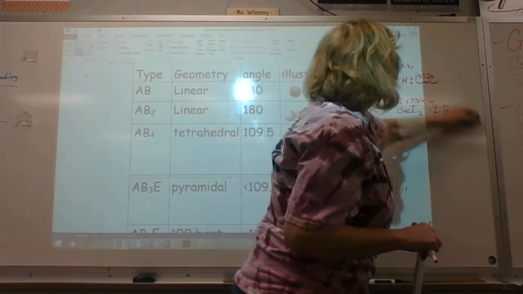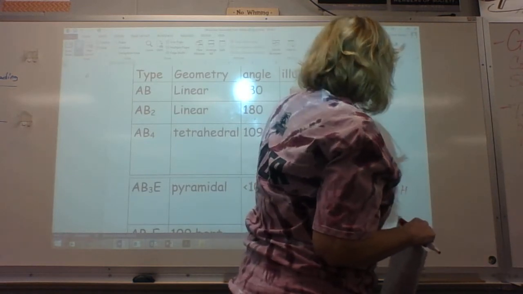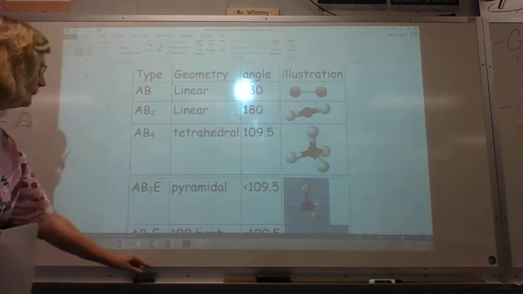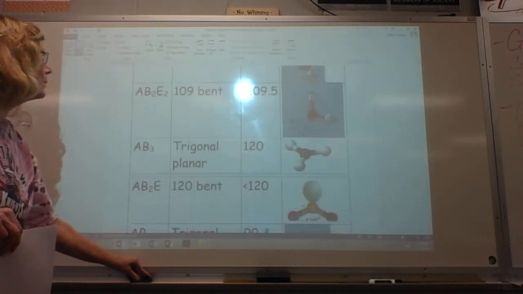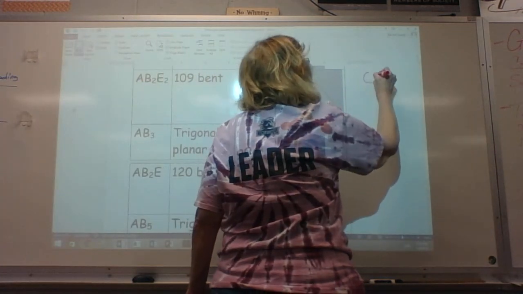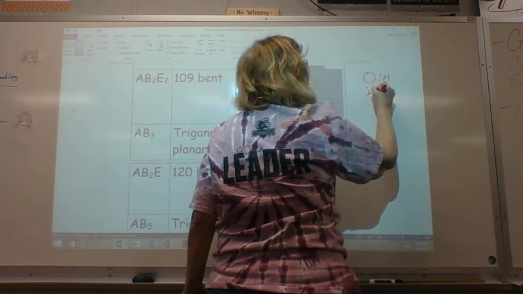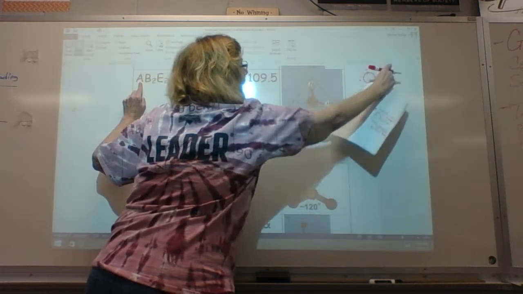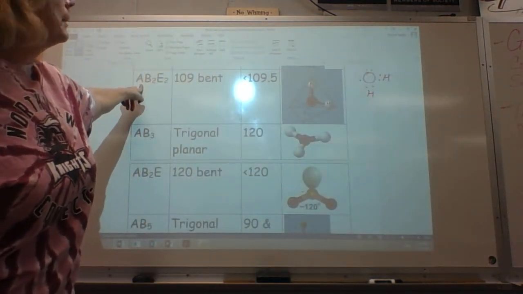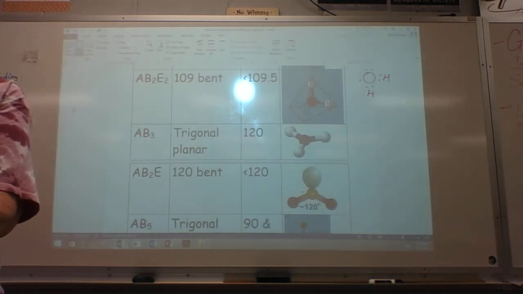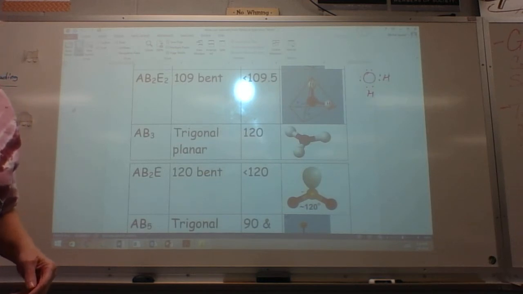So let's continue building from our molecule types. So we go to AB2E2, 109 bent. The example of that is water. Oxygen is the central atom. There are 2 hydrogens bonded and 2 lone pairs. So that's how we get A, B2, E2 for the central atom. And so that's what we get for a bent molecule.